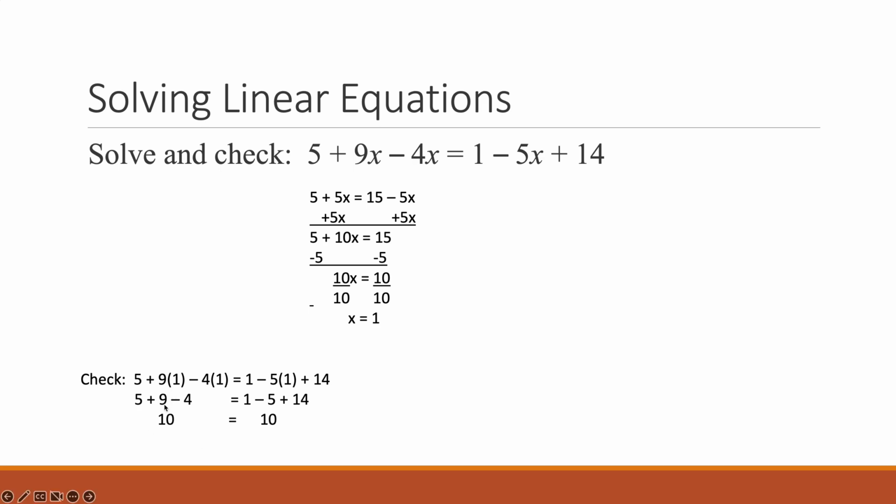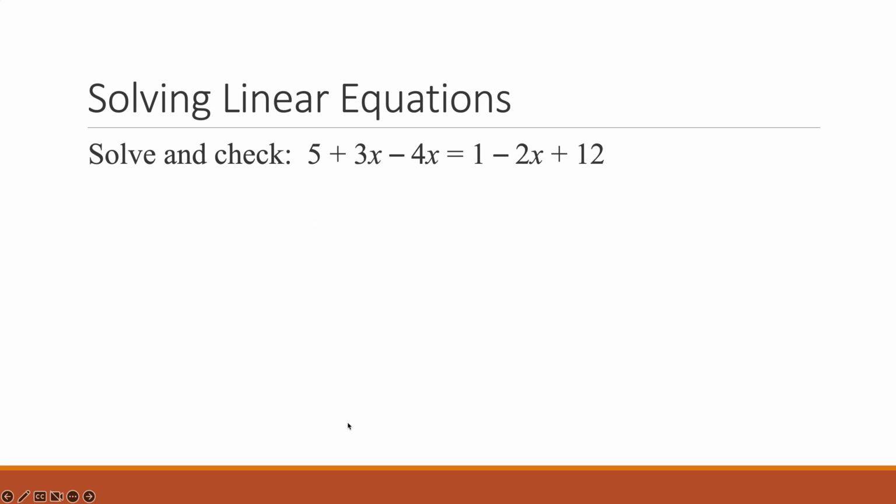9 times 1 is 9. 5 and 9 make 14. 14 minus 4 is 10. And on the other side, negative 5 times 1 is negative 5. 1 minus 5 is negative 4. Plus 14 is 10. 10 is equal to 10.